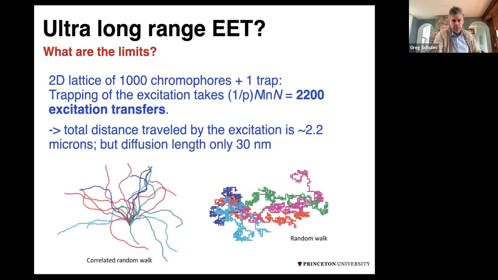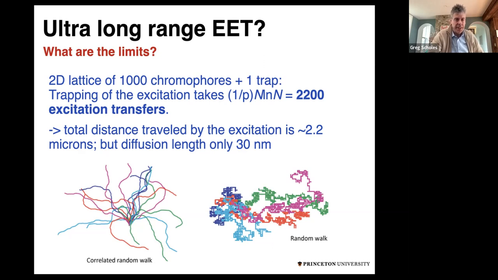Here we go. So let's have a look at this. We can calculate the limits of diffusion length, just considering a 2D lattice of 1,000 chromophores with one trap somewhere in there. The trapping of the excitation here, you can work out just from random walk theory, equilibrium theory. It's going to take, I mentioned this earlier, about 2,000 energy jumps that is going to happen in the excited state lifetime. The total distance the excitation travels is an amazing 2.2 microns, but the diffusion length is only 30 nanometers in this simulation, okay, because it doesn't get very far. It goes backwards and forwards and shuffles around.